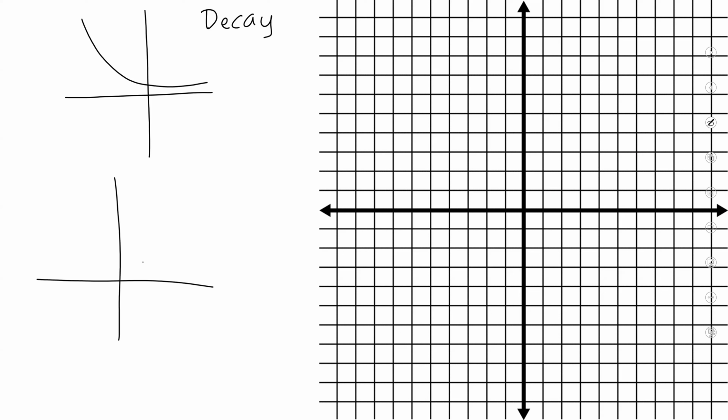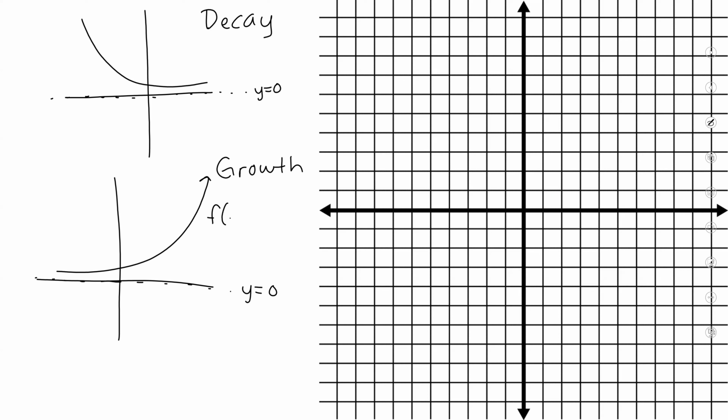Okay, so a decay graph looks like this. This is decay. And a growth graph looks like this. This is a growth graph. These both have asymptotes right here at y equals 0. That is your asymptote at y equals 0.